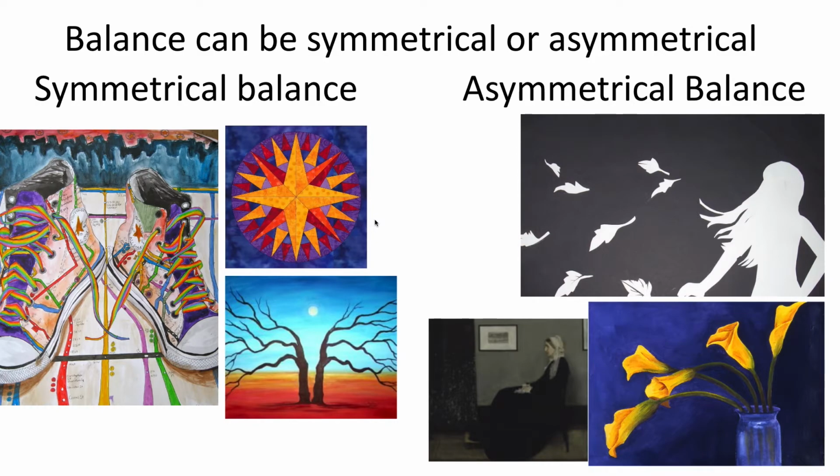The next principle is balance. So balance can be symmetrical or asymmetrical. So symmetrical means what is on the one side is the same on the other side. So if you look at this painting of these sneakers, you can see it has this balance because it has the same kind of shape on both sides. So I feel that there is a visual weight and it feels finished. There's nothing falling off the page, nothing feels missing, and that is symmetrical balance.